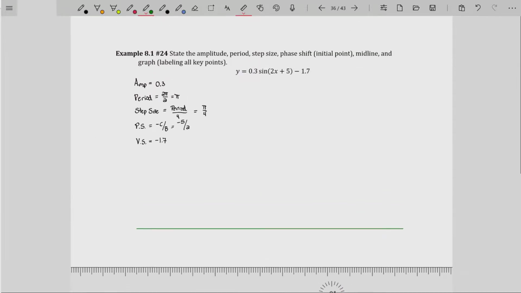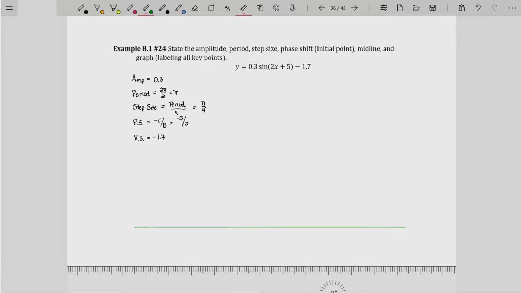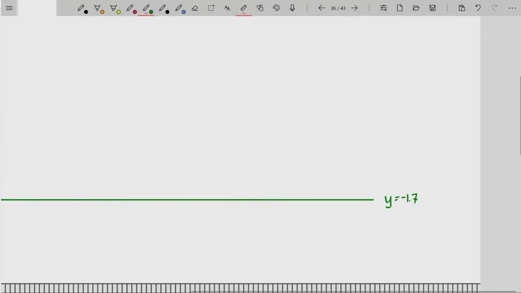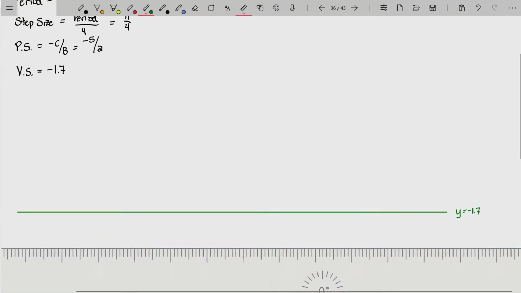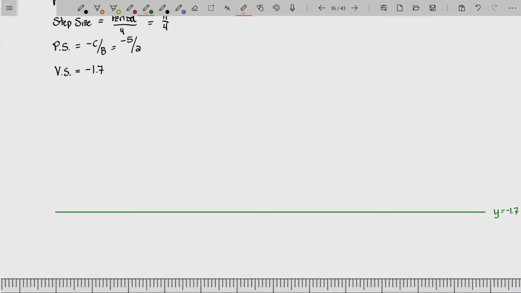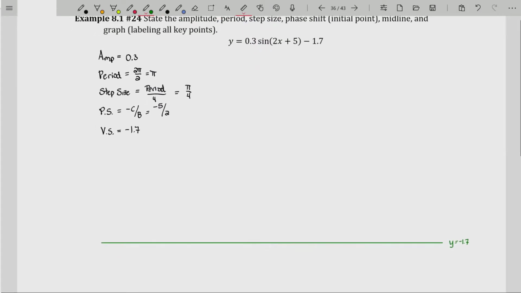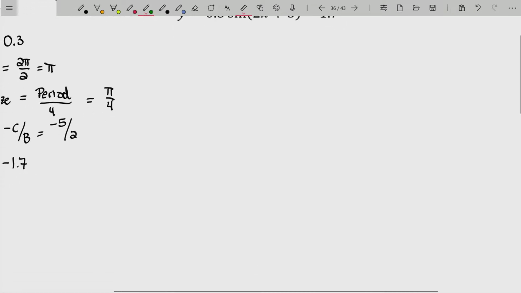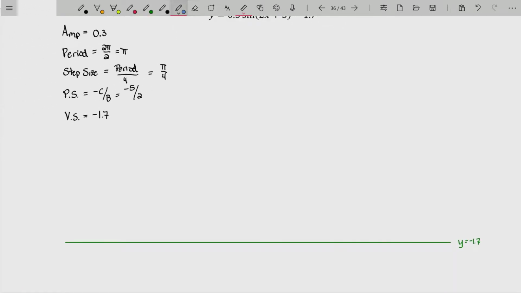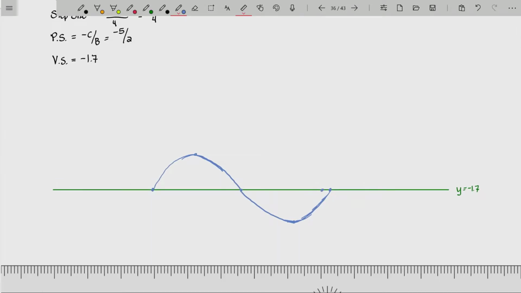Oh, let me label it too. Y equals negative 1.7. I'll just label it for right now. I'm going to erase it in a little bit. Well, no, I'll keep it like that. Fine, whatever. The sine curve is what we're graphing, so let me just graph a base sine curve, a basic little sine curve here. I'll do it in blue. I'll start here. Well, it could be better, but that's good.